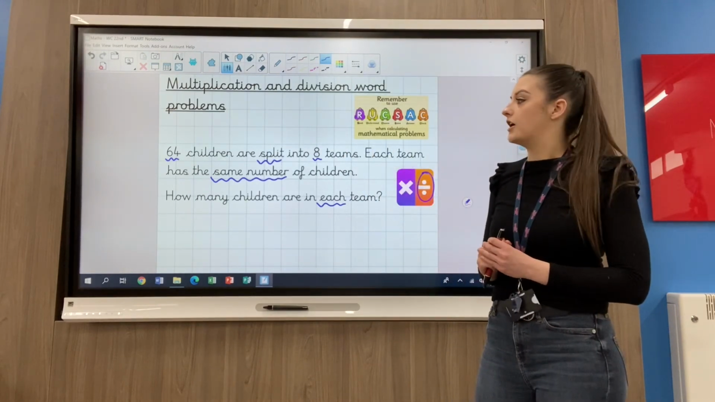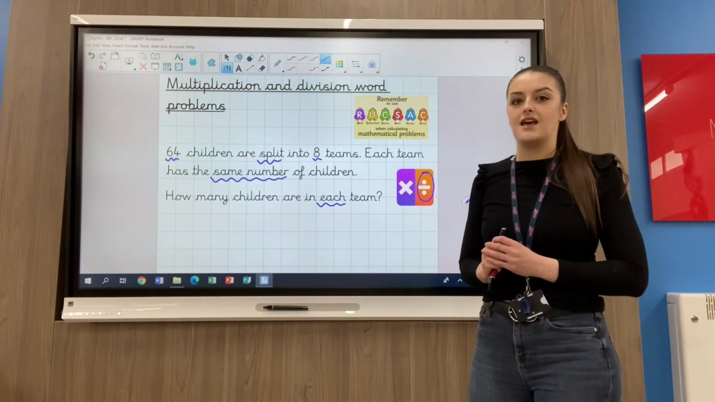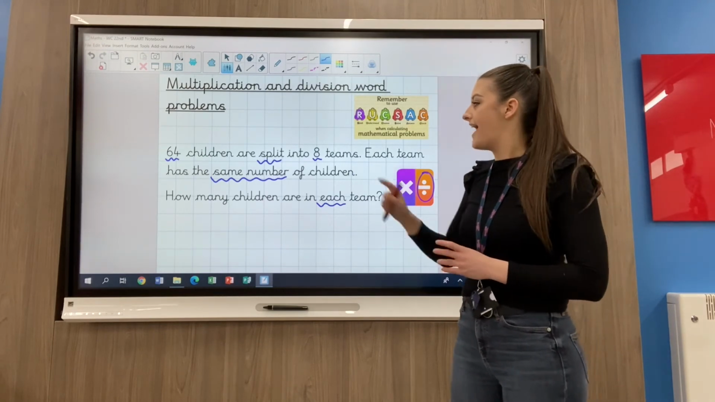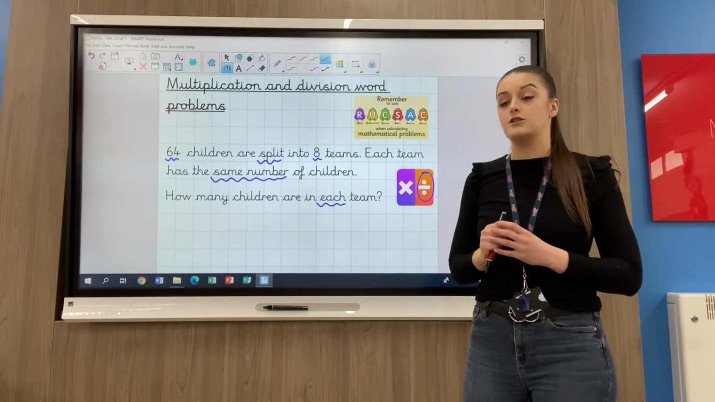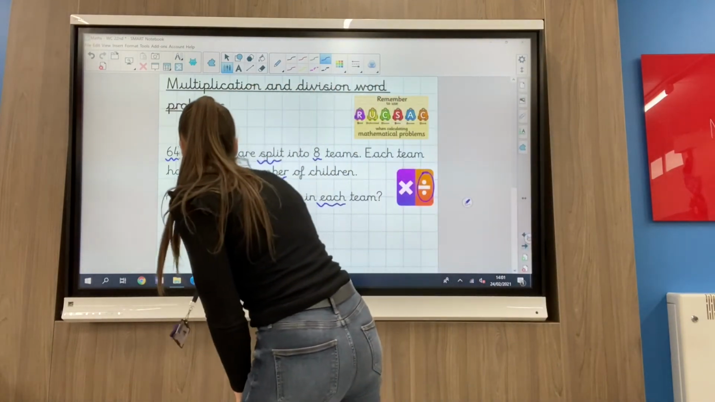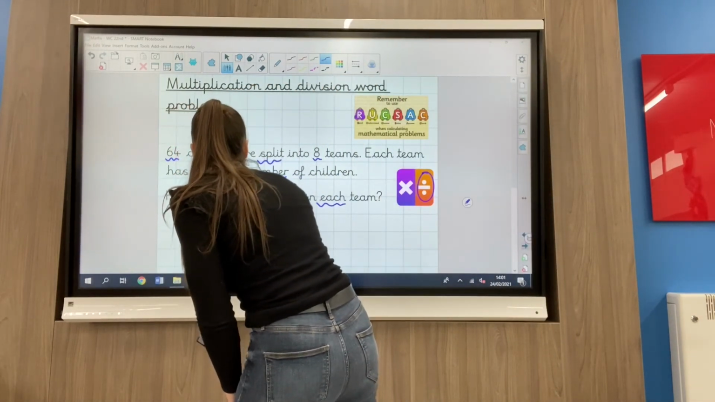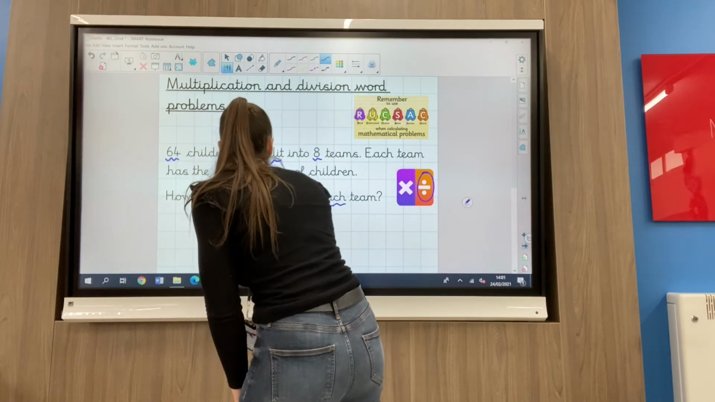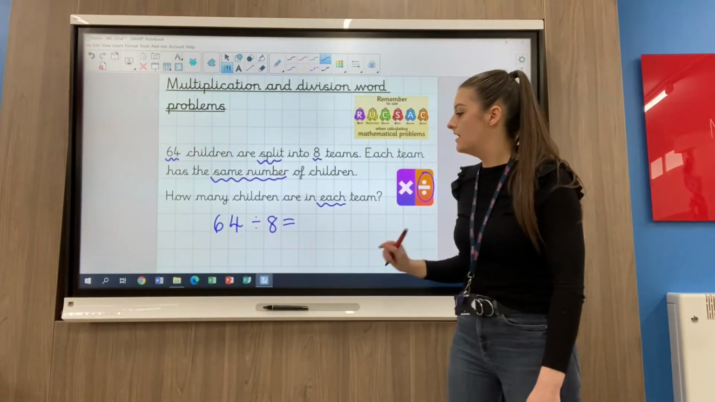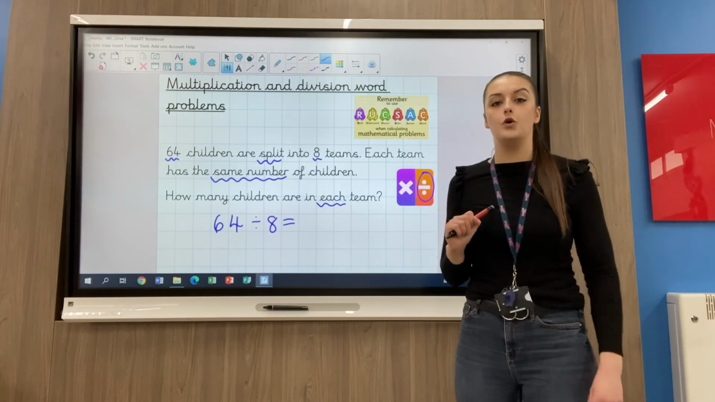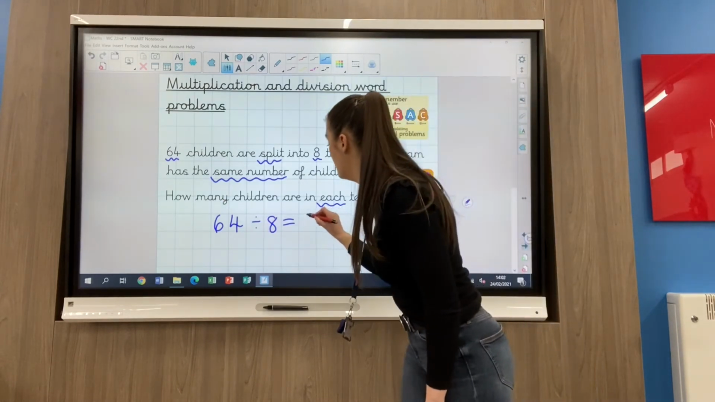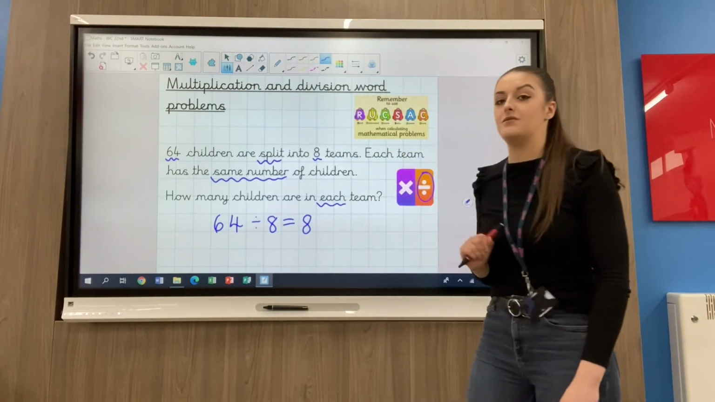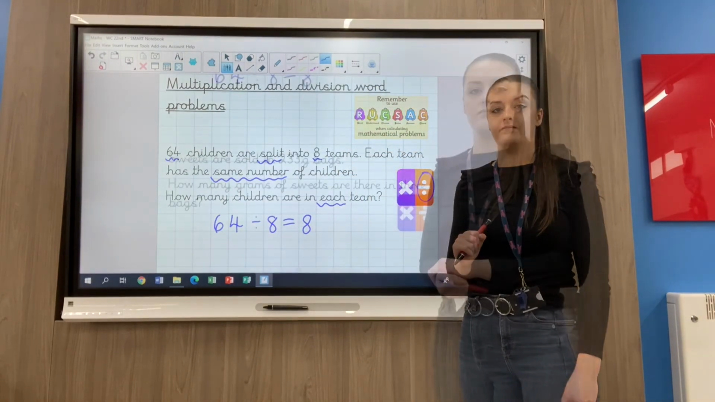Now for that question, I know my 8 times table. And I know that 8 times 8 is 64, so I can use that. I don't need to do a short division, a bus stop method. So I'm going to write down the question. It's asking me to do 64 divided by 8. So how many 8s are in 64? You could count in your 8s, but I know that 8 times 8 is 64. So I can use my times table knowledge to help me there.